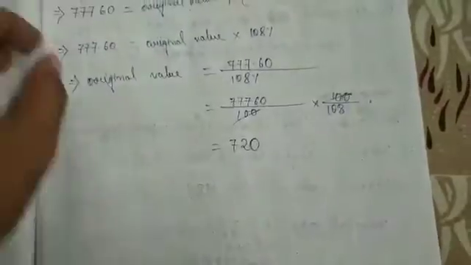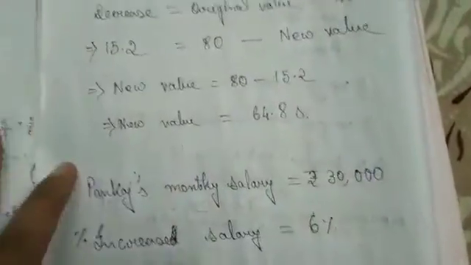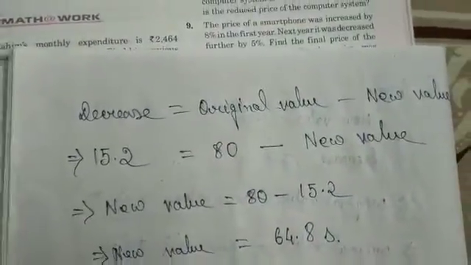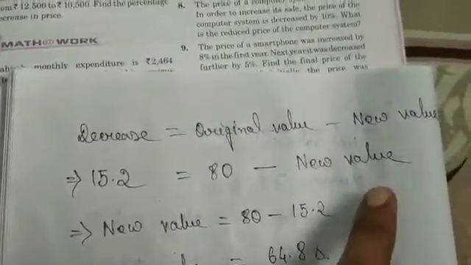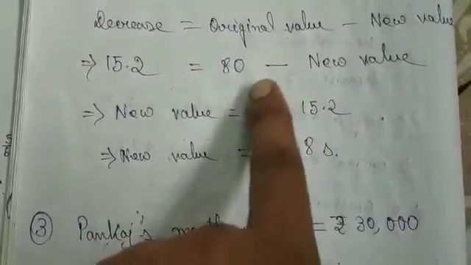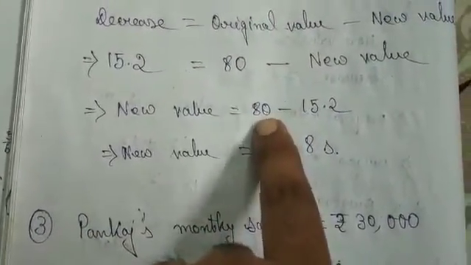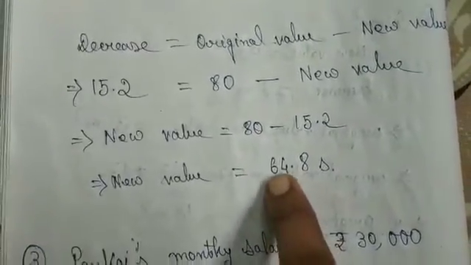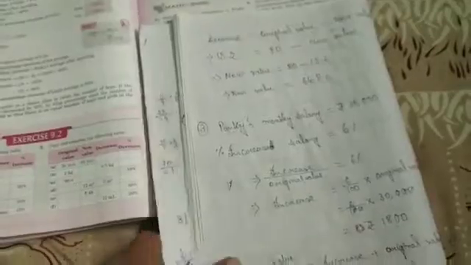Now the new value. We know that decrease equals original value minus new value, so new value will be the original value minus the decrease, which gives us 64.8 seconds.